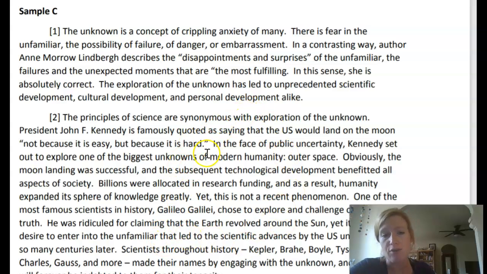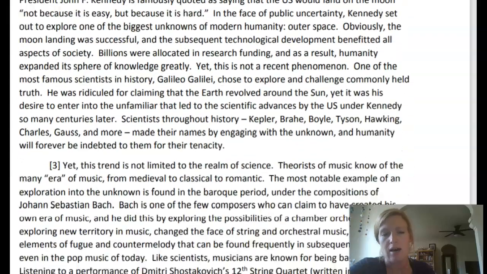So the first paragraph focused on John F. Kennedy and his quest to get us to the moon. Even though going into outer space is an unknown, we don't really have a lot of information about it. It didn't stop us from pursuing the scientific endeavor. You'll also notice that Galileo is mentioned, as are several other scientists throughout history.